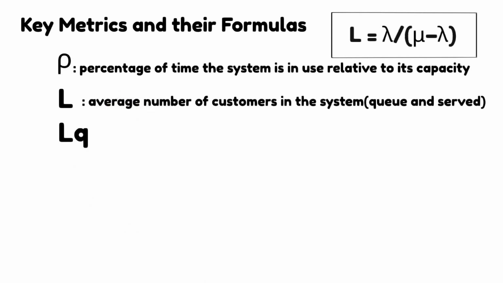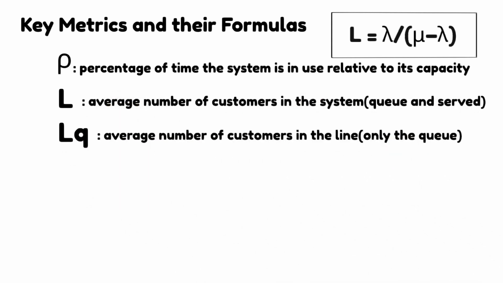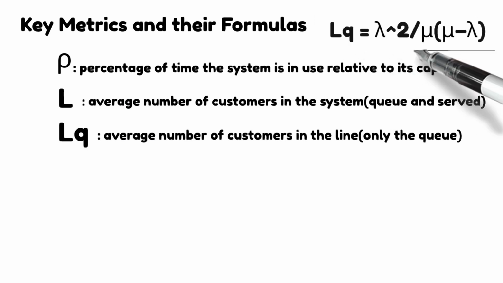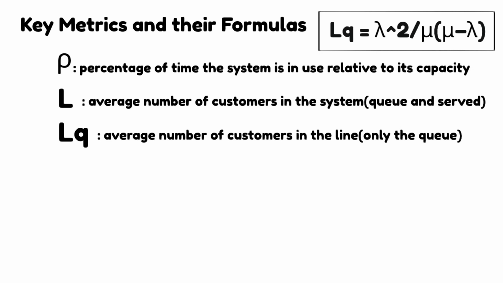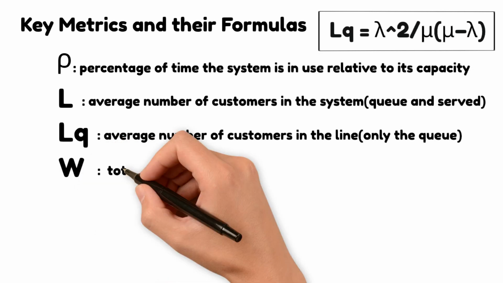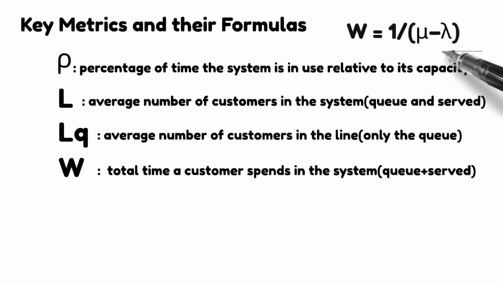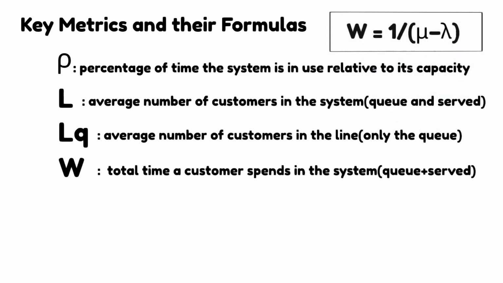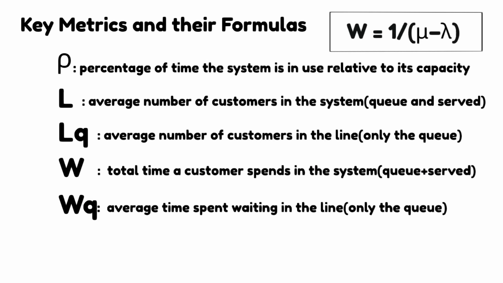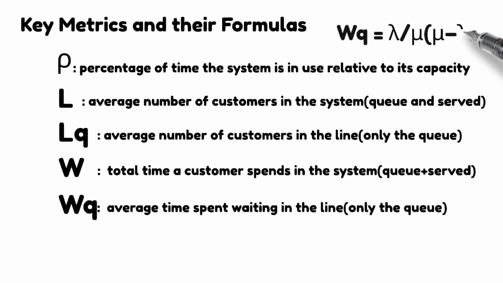Average number in queue. This is the average number of customers waiting in the queue and is calculated as lambda squared over mu times mu minus lambda. Average time in system. This is the total time a customer spends in the system, including both waiting and service time, calculated as 1 over mu minus lambda. Average waiting time in queue. This is the average time spent waiting in the queue, calculated as lambda over mu times mu minus lambda.